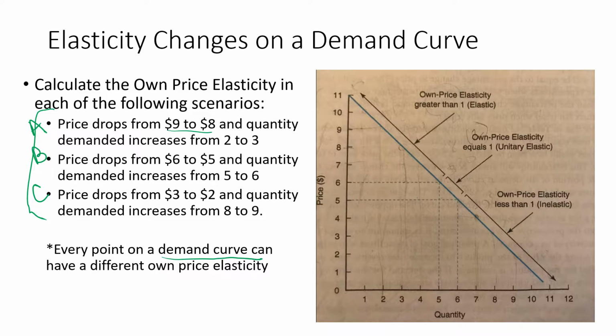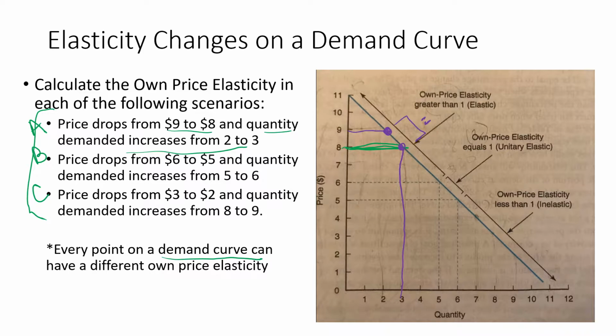So a price drop from $9 to $8. Quantity demanded increases from 2 to 3. So there's where our 2 meets our 9 and our 3. So these are our 2 points on the demand curve. Okay, so the price elasticity between these 2 points, let's figure out what that is.